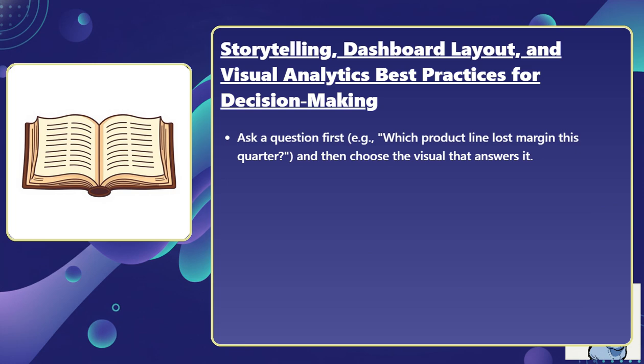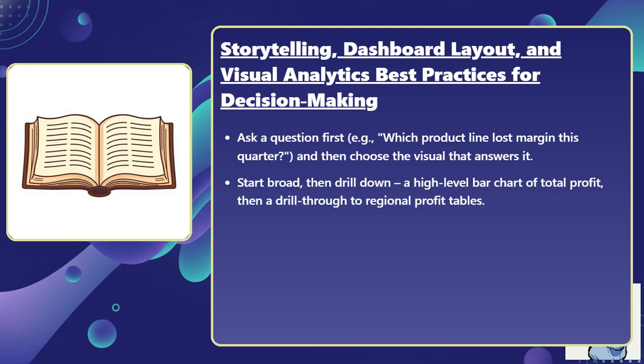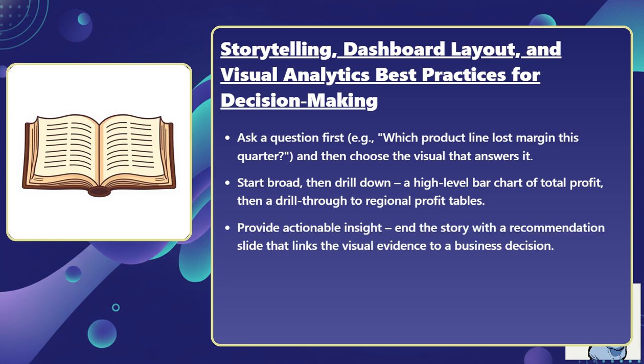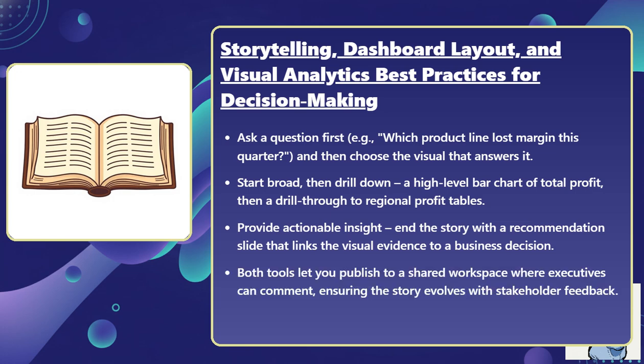Ask a question first. For example, which product line lost margin this quarter, and then choose the visual that answers it. Start broad, then drill down: a high-level bar chart of total profit, then a drill through to regional profit tables. Provide actionable insight. End the story with a recommendation slide that links the visual evidence to a business decision. Both tools let you publish to a shared workspace where executives can comment, ensuring the story evolves with stakeholder feedback.